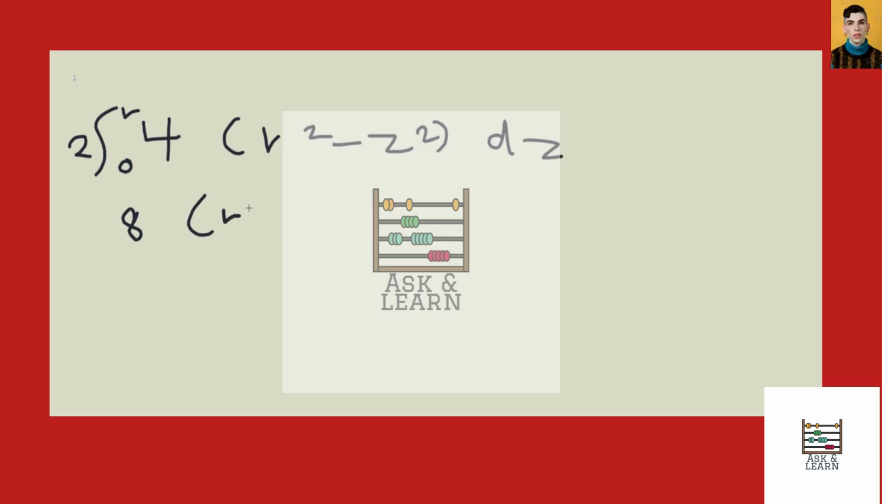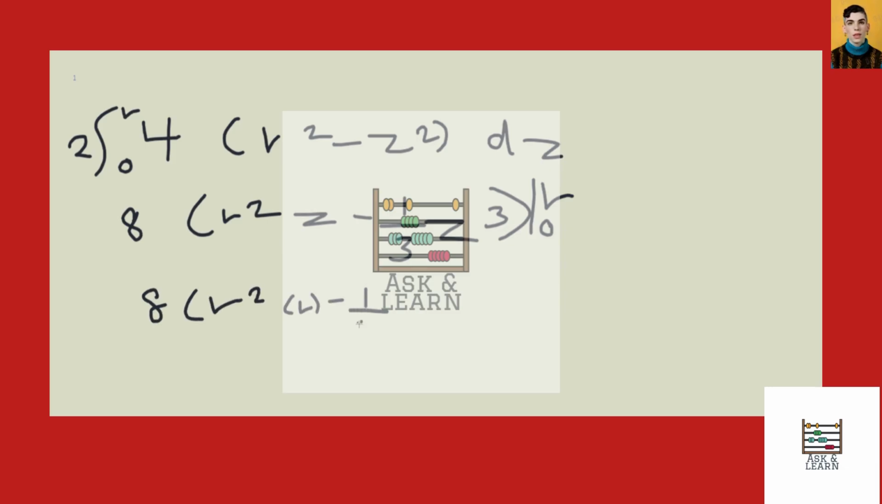Integrate. When we integrate, we use the power method, which means we increase the exponent by 1, we divide by the new exponent. Z squared becomes 1/3 z cubed. Now we're at the point where we can plug in our bounds. Remember, we're plugging in r on the top, and then we're plugging in 0 on the bottom.